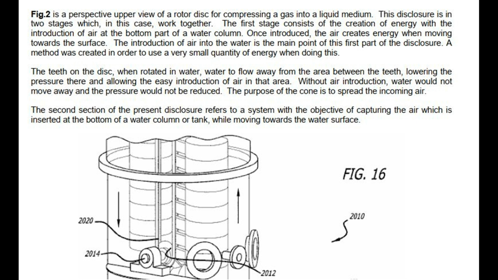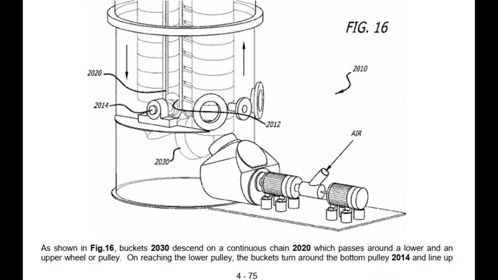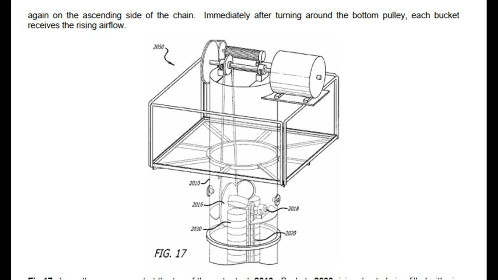The second section of the present disclosure refers to a system with the objective of capturing the air which is inserted at the bottom of a water column or tank, while moving towards the water surface. As shown in Fig 16, buckets 2030 descend on a continuous chain 2020 which passes around a lower and an upper wheel or pulley. On reaching the lower pulley, the buckets turn around the bottom pulley 2014 and line up again on the ascending side of the chain. Immediately after turning around the bottom pulley, each bucket receives the rising airflow.